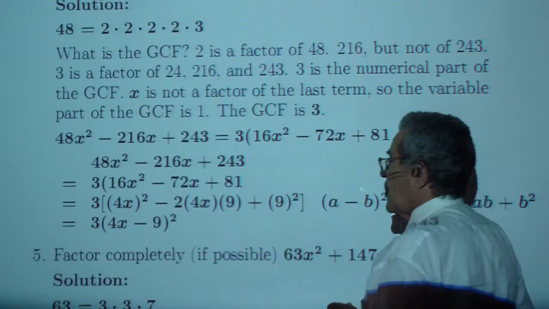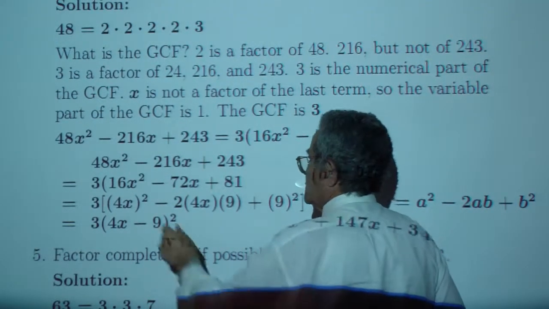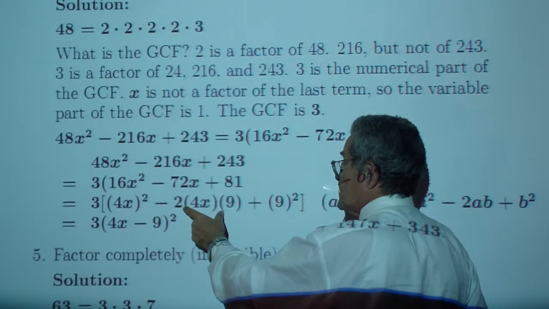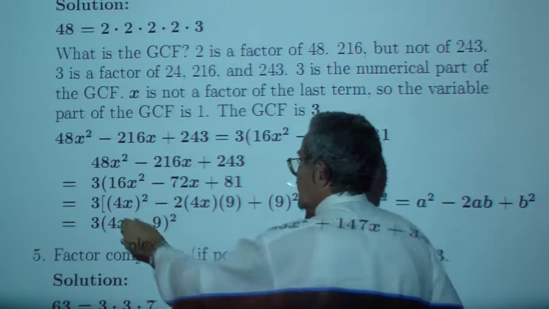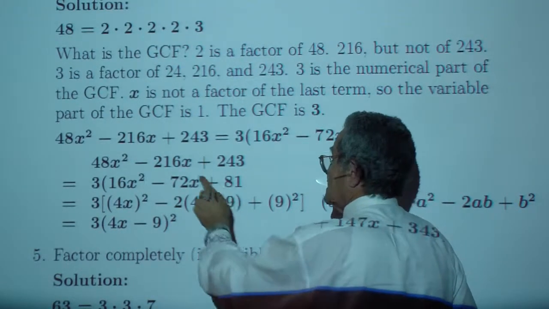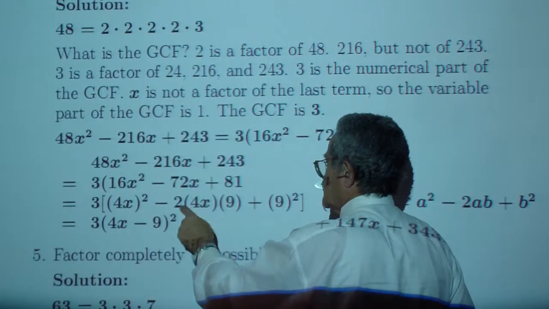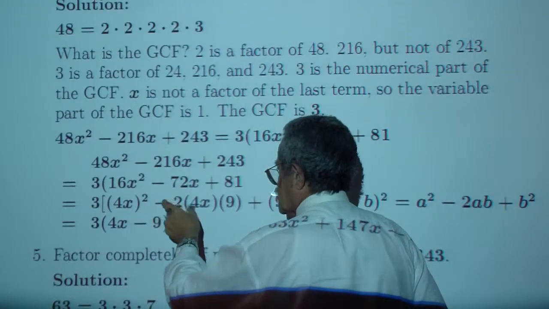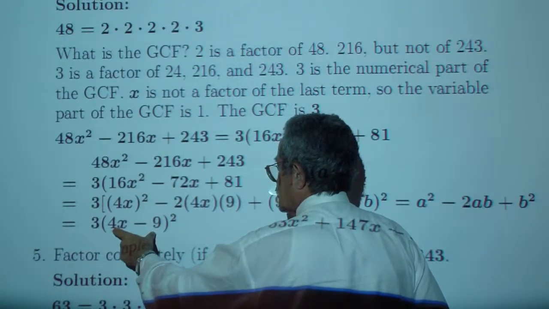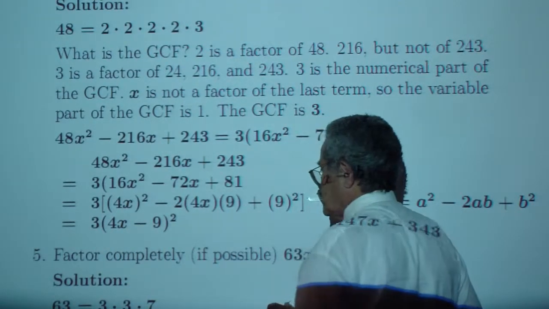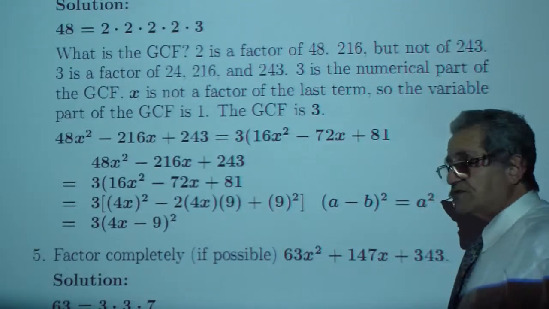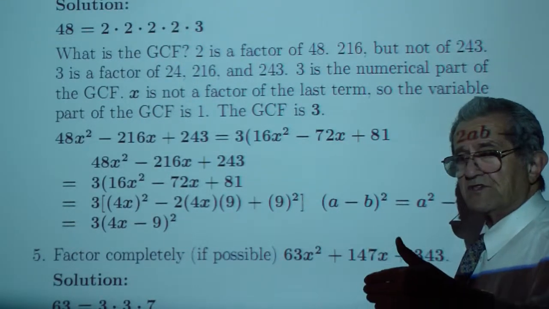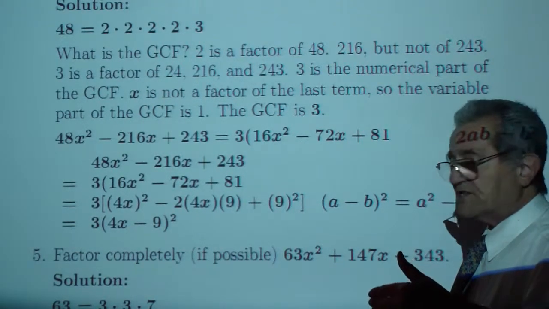And then I recognize something. This is a perfect square. This is a perfect square. Could this be the double product? Namely 2 times 4x times 9? It is. 9 times 8 is 72. Therefore, I have a perfect square here, and I get 3 times 4x minus 9 quantity squared. Now, wasn't it nice to recognize perfect squares? A squared plus or minus a double product 2ab plus b squared.